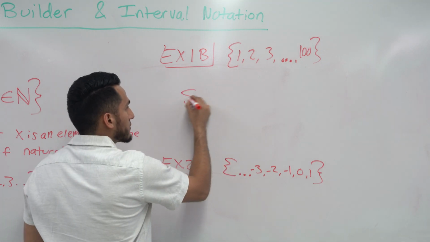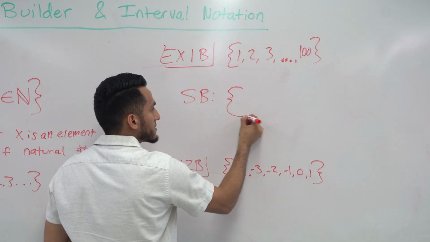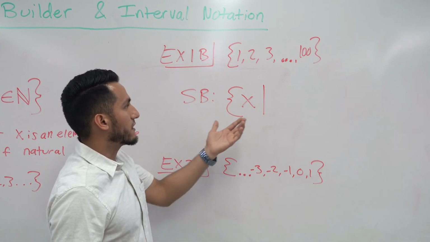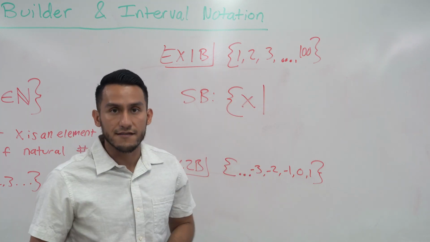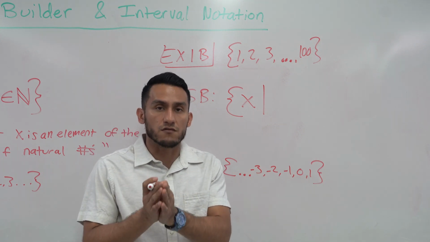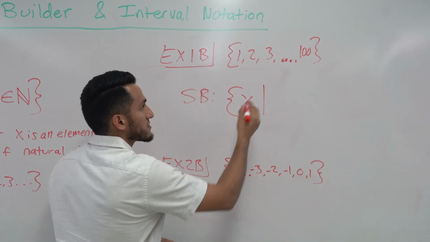So again, set builder, SB for set builder. We're going to go ahead and open up the brace, x such that. Now we got to describe what's happening in the set. We're talking about the natural numbers, the set of natural numbers, starting at 1, 2, 3, and then it goes forever. But in this case, we stop at 100.